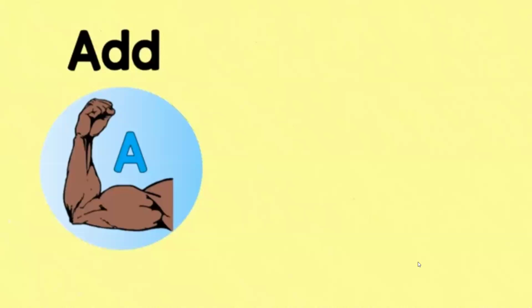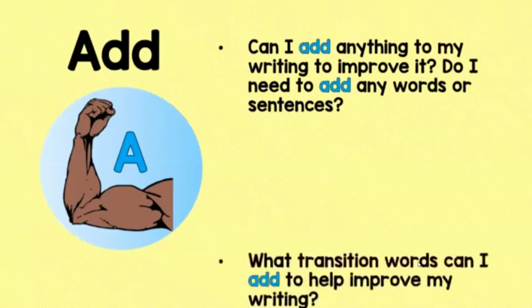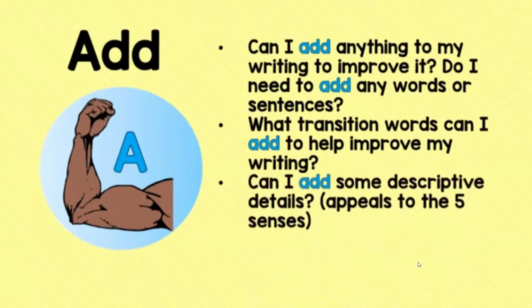First, let's talk about the A, add. As you begin to revise your writing, ask yourself these questions. Can I add anything to my writing to improve it? Do I need to add any words or sentences? What transition words can I add to help improve my writing? Can I add some descriptive details or appeals to the 5 senses?